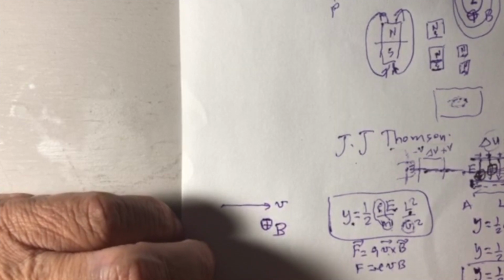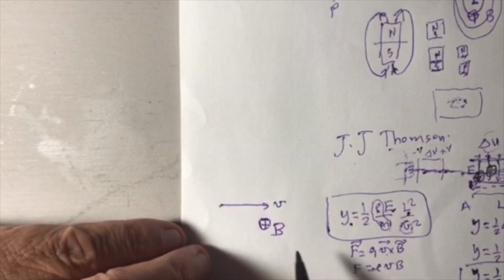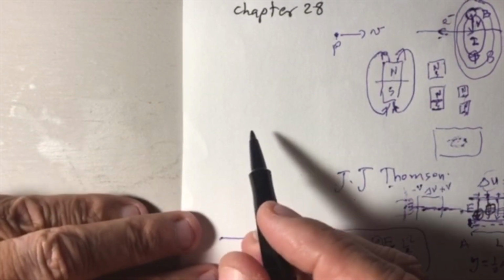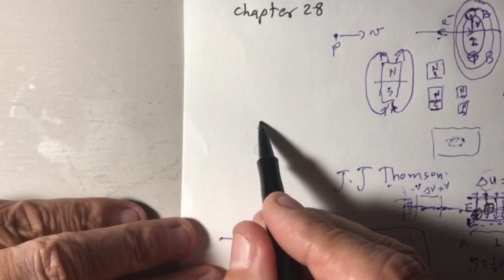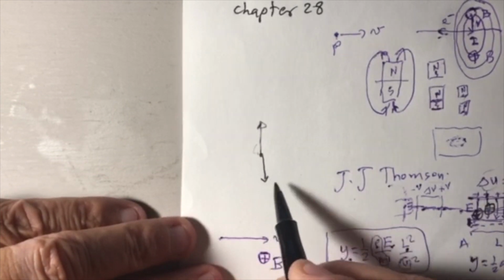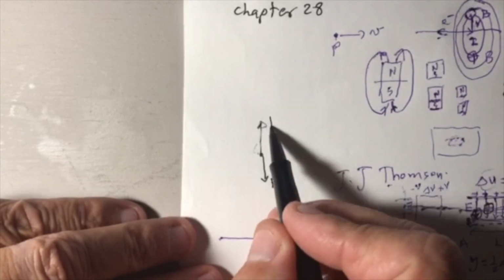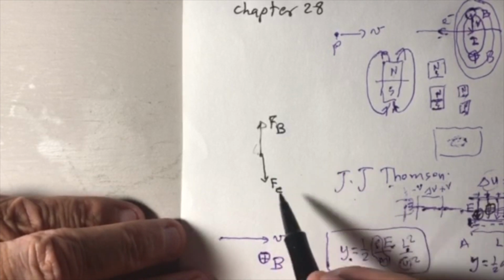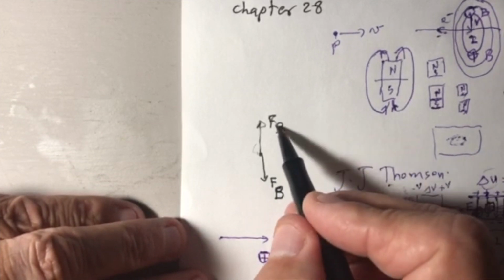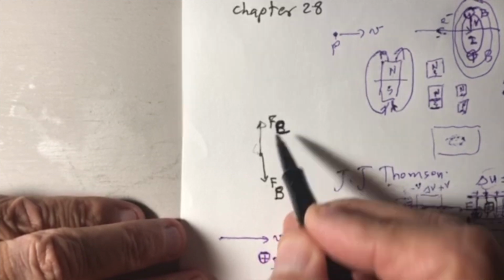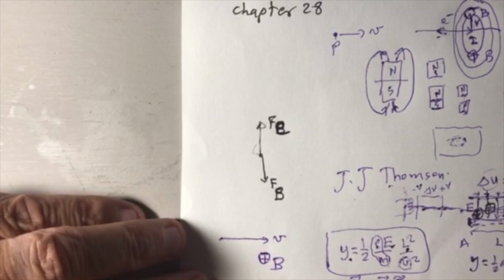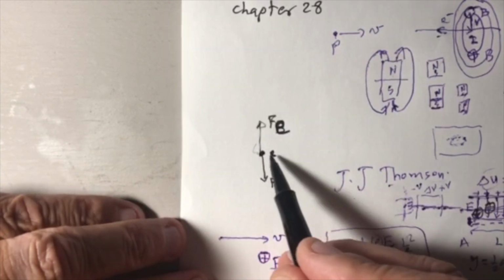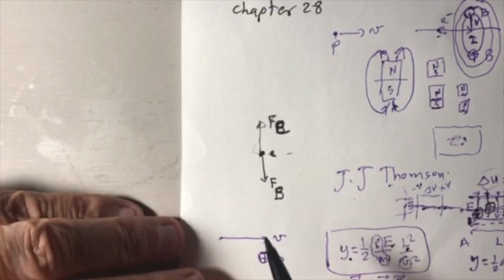And remember, this is FE. Okay? So here, if I come to this location, we have FE. Here is FE. And here is FB. So, I'm sorry, this is FB, pointing down, and this is FE. FE is pointing up and FB is pointing down. And the electron is here, moving, and these two forces are acting on it.